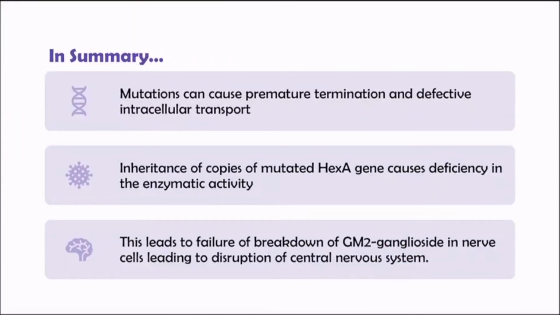In summary, mutations can cause premature termination and ineffective intracellular transport. Inheritance of copies of mutated HexA gene causes deficiency in the enzyme's activity, and this leads to failure to break down GM2 ganglioside in the nerve cells, and that results in the disruption of the CNS, or central nervous system.